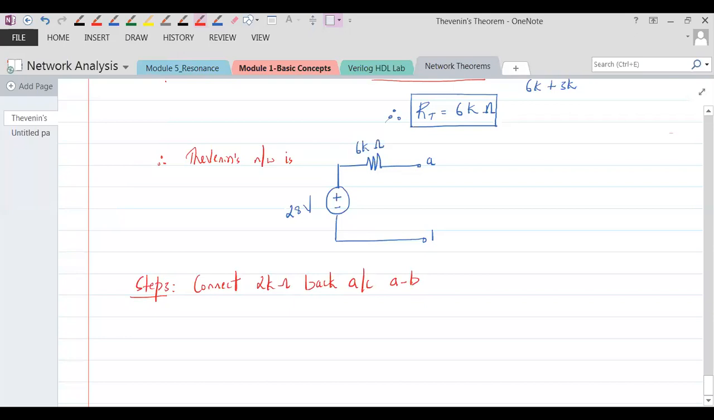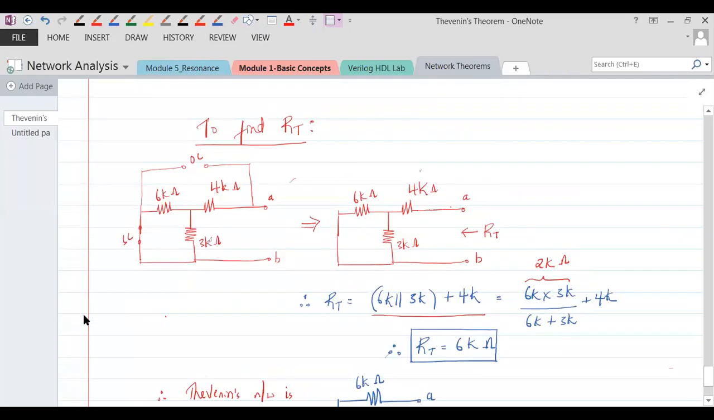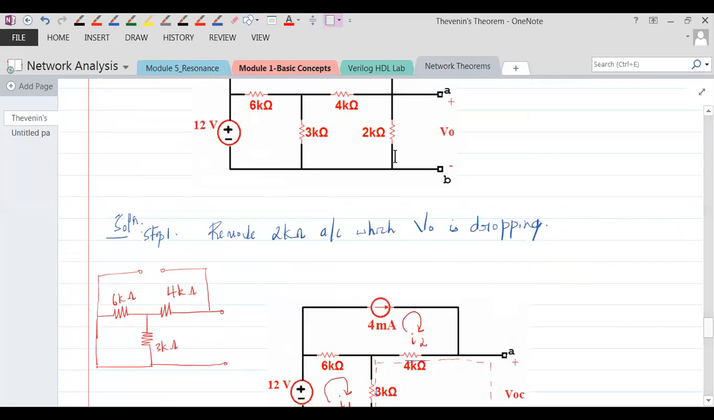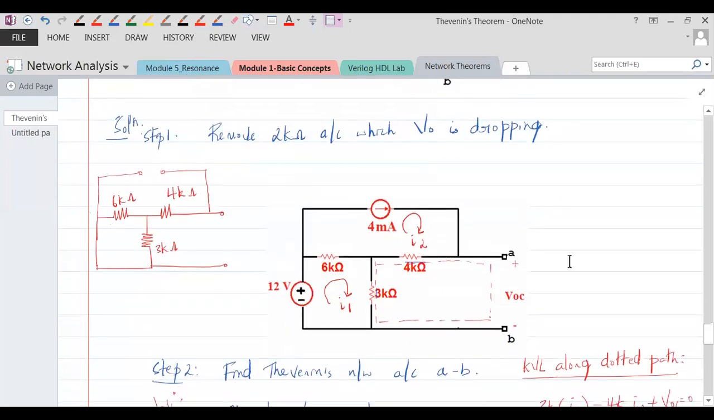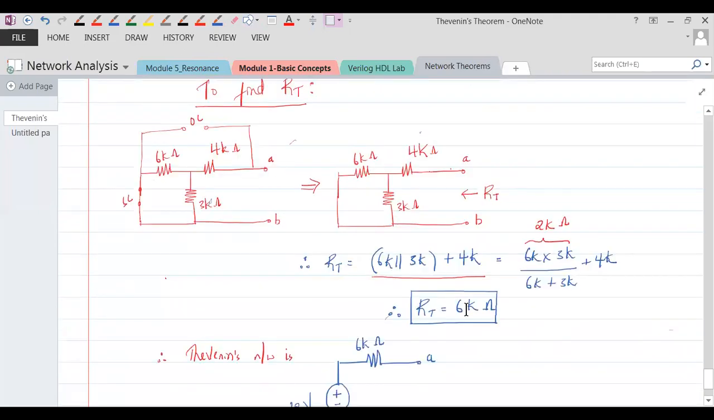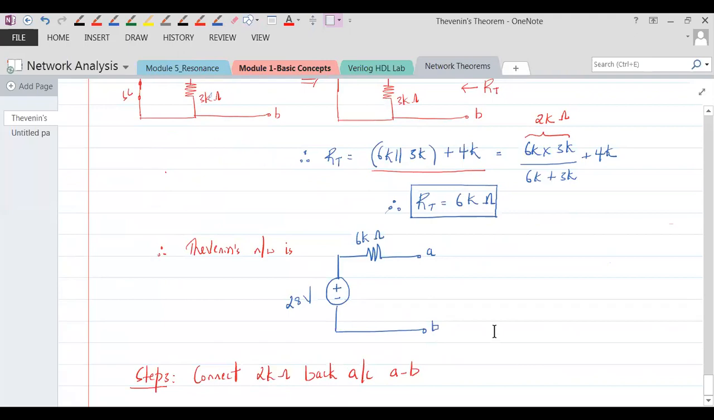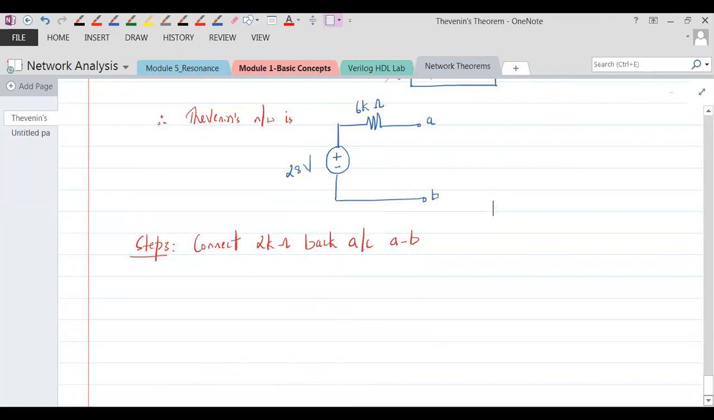We had removed 2 kilo ohms from across which was there across terminals AB. Here we had removed that. We had removed that, right? So after finding out the Thevenin's equivalent network, okay, we have to reconnect it back. Everybody understand that point? Okay, so let's reconnect that.